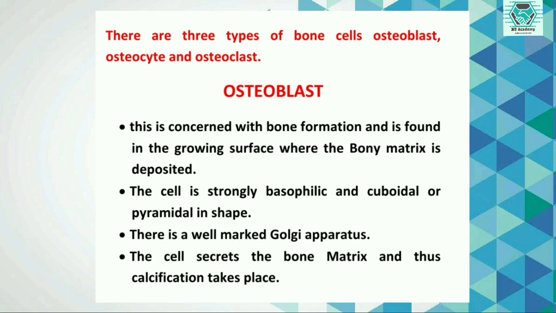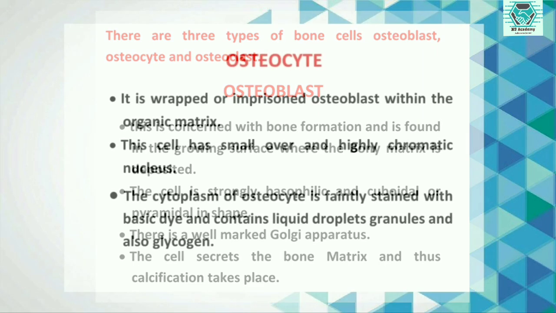These cells are strongly basophilic and cuboidal or pyramidal in shape. The nucleus is large with a single distinct nucleolus. Here we find a well-marked Golgi apparatus. The cell secretes the bone matrix and thus calcification takes place here. For its important function of calcification, these cells possess the enzyme alkaline phosphatase in the cytoplasm.